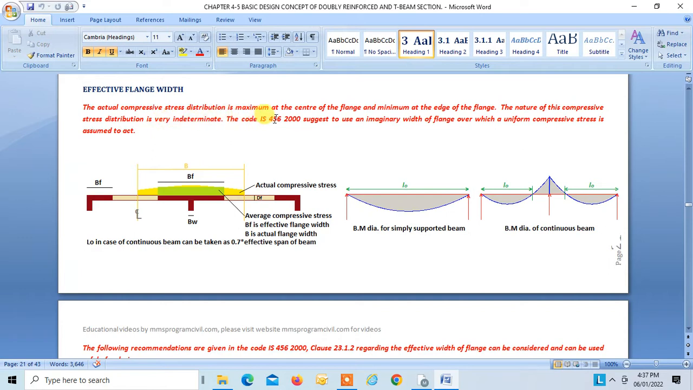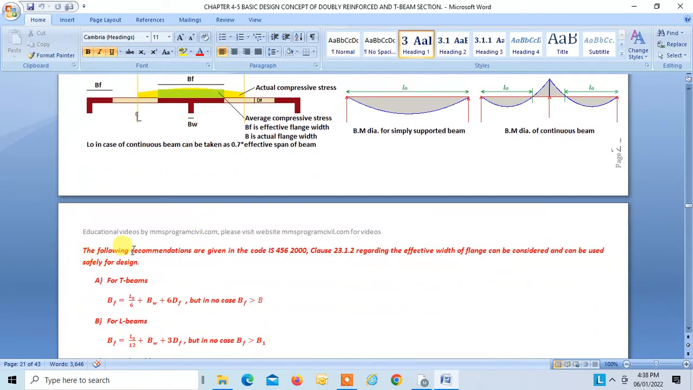The code IS 456-2000 suggests to use an imaginary width of the flange over which a uniform compressive stress is assumed to act. So we have to take an imaginary effective width of the flange, BF, where the compressive stress distribution is uniform. That is what the code says. The following recommendations are given in the code IS 456-2000, clause 23.1.2, regarding the effective width of the flange that can be considered and used safely for design.